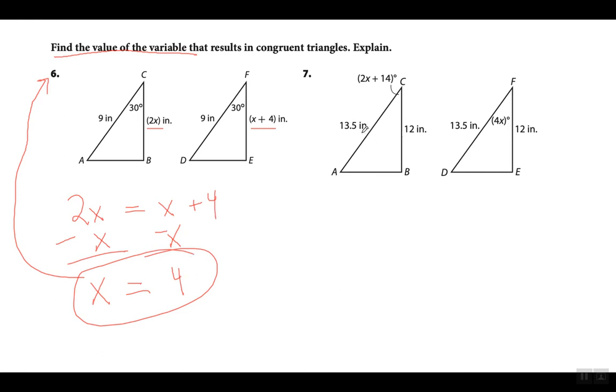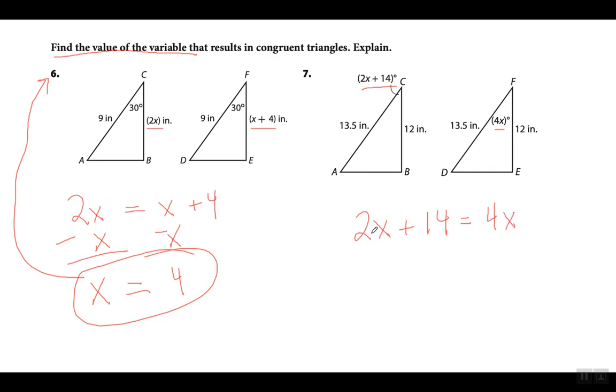All right, same thing over here. Side, angle, side, side, angle, side. So this angle has to equal this angle. So that's how I'm going to set up my equation. Esto es lo mismo que el número 6, pero con los ángulos. Los ángulos tienen que ser congruentes.